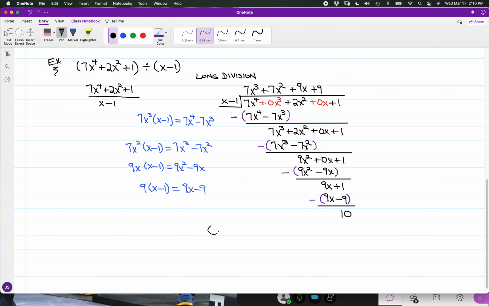And now, in looking at what we have in the completion, now we have with the quotient, okay, so you have 7x cubed plus 7x squared plus 9x plus 9 and the number 10. Okay, so this is going to be the remainder.